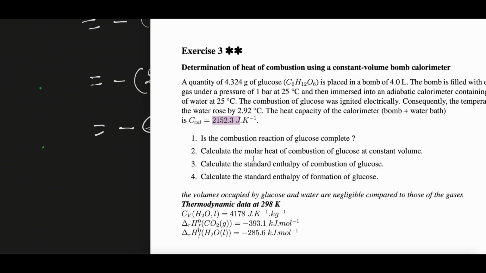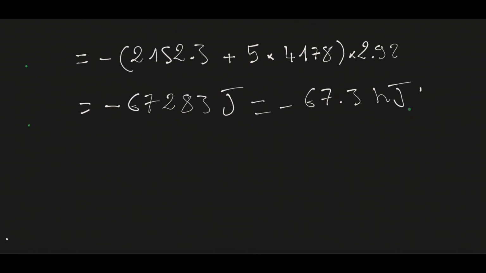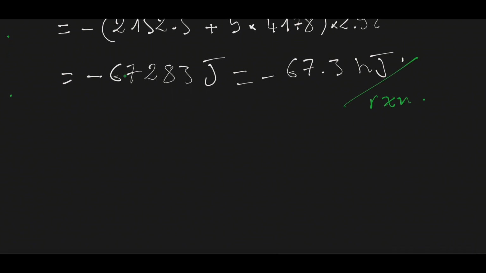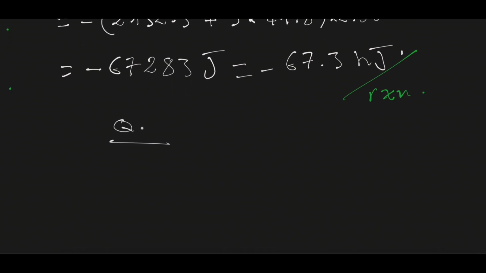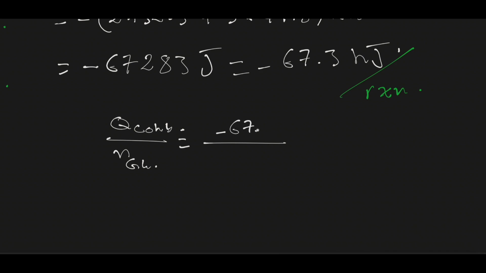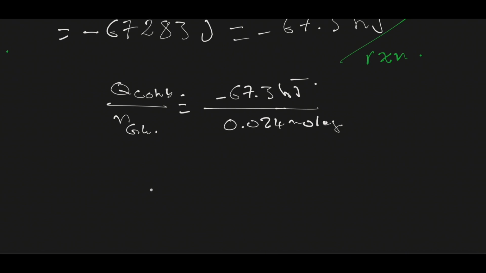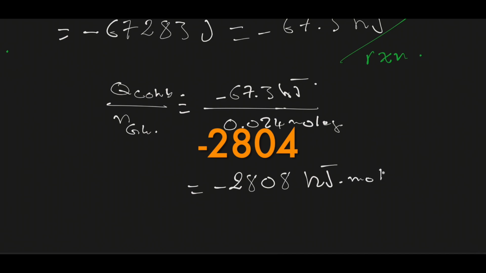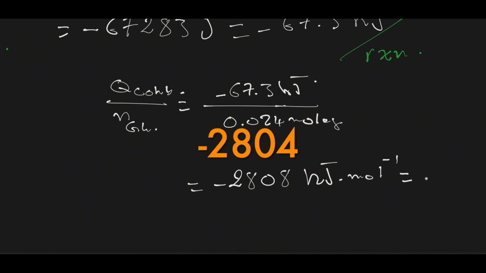Now in this question it is asked to calculate the molar heat. So here we have this heat that is given for this reaction, for the mass of the glucose. In order to get the molar heat, we have to divide this given energy from the combustion by the number of moles of glucose. And here it is equal to negative 67.3 kilojoules by 0.024 moles. So at the end we get a value of negative 2808 kilojoule per mole, which is also equal to the energy given, delta U.